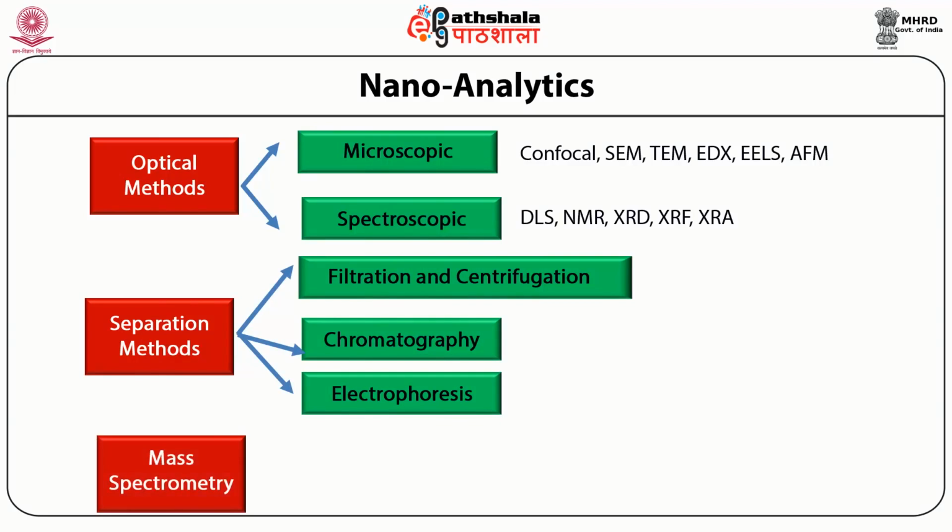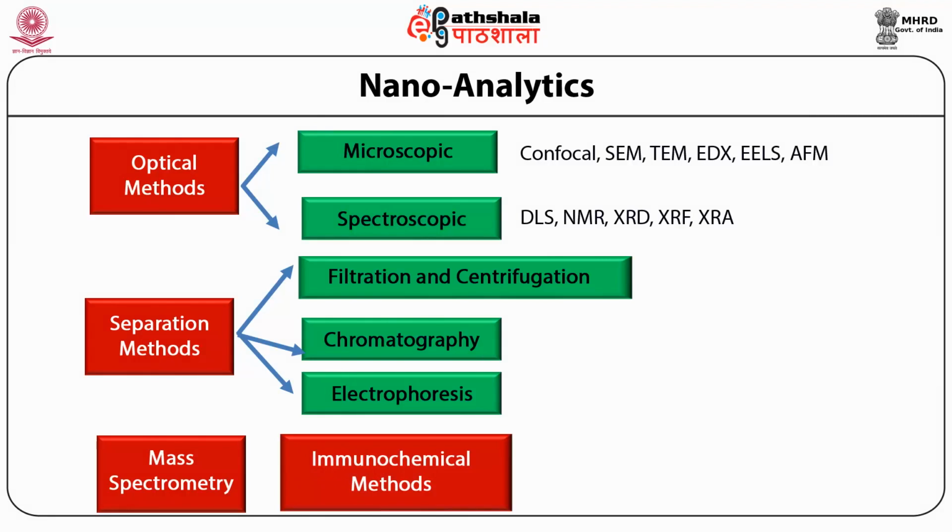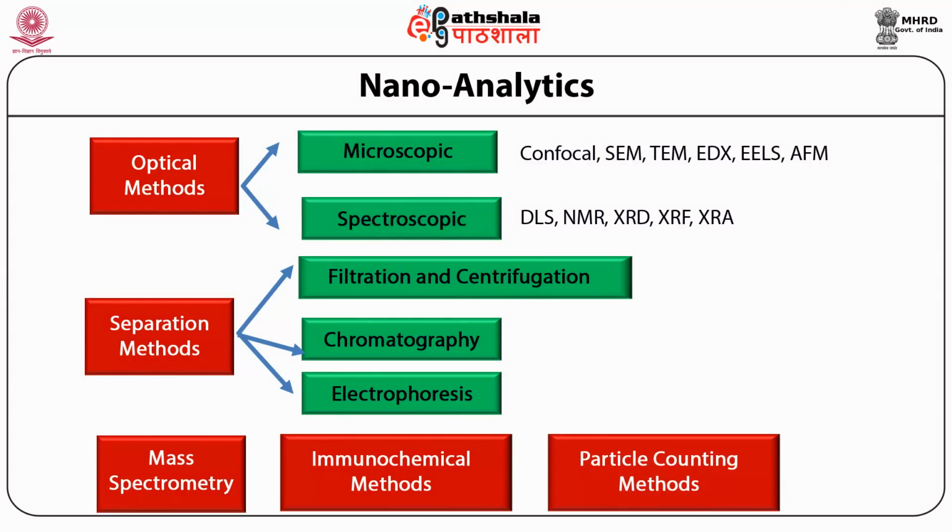The third type is mass spectrometry. It is a separate class in which the mass of the nanomaterial is analyzed, meaning the nanomaterials are analyzed on the basis of their mass or mass fragmentation pattern. The immunochemical methods are based upon the specific reactions between the nanomaterials and some immunological agents or some chemical agents, so as to separate them and to analyze them through a suitable scanning technique. Another is the particle counting method in which the nanoparticles are counted in a particular sample.